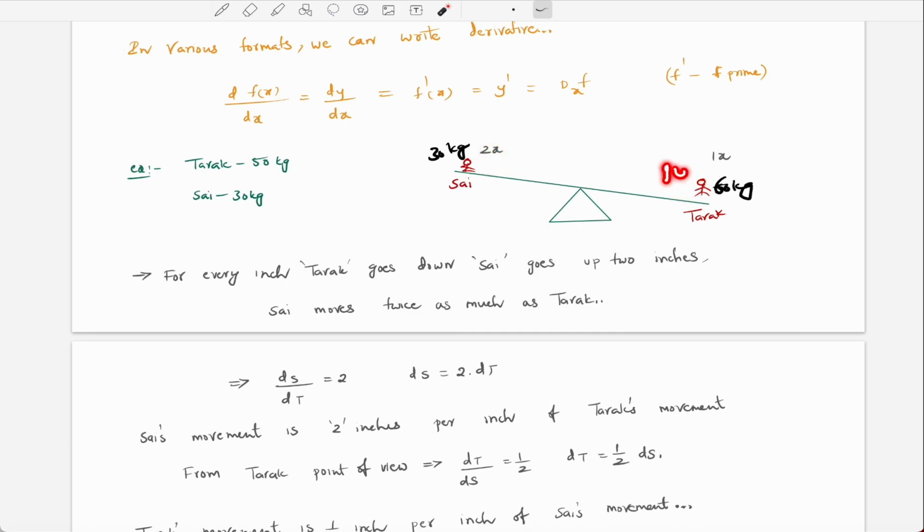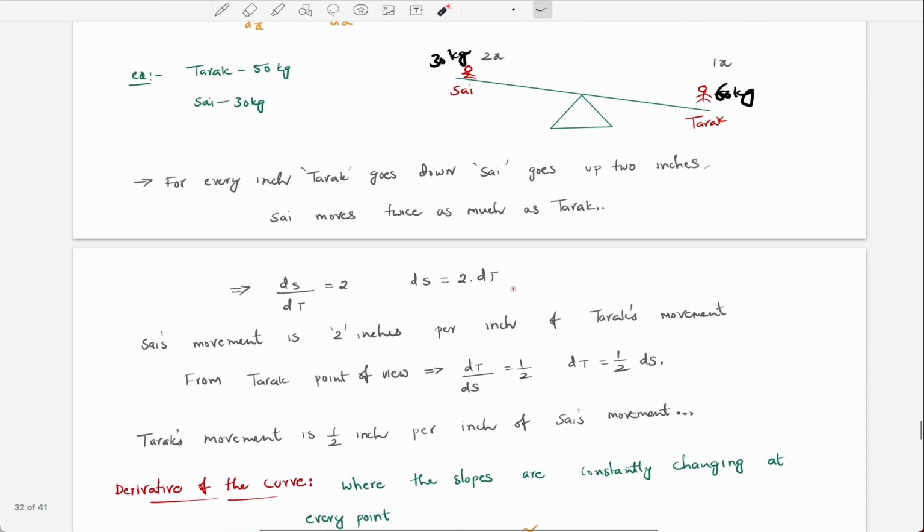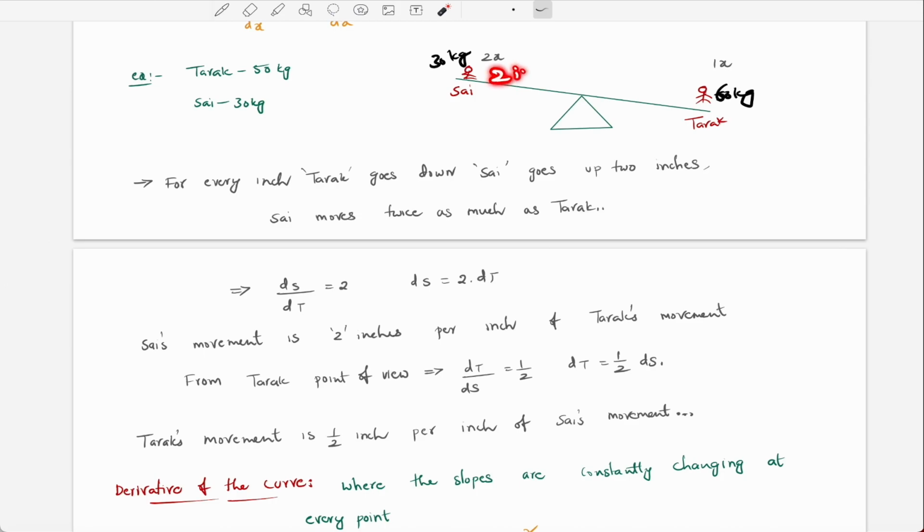If I put 10 kgs of pressure down here, Sai will go up 20, right? I hope you're getting it. For every inch Tarak goes down, Sai goes up two inches. Sai moves twice as much as Tarak. So the derivative of Sai with respect to Tarak is 2, meaning Sai moves 2x faster than Tarak.